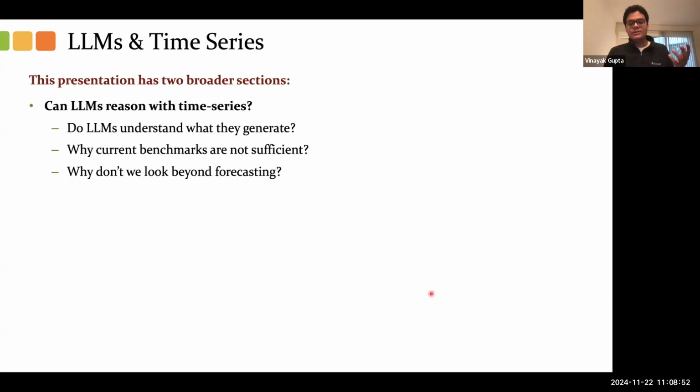And we also try to answer the question that if we have a very standard task, like forecasting and classification of time series, can you actually look beyond that? Can we have a performance metric that's much, much beyond just some values in the table?